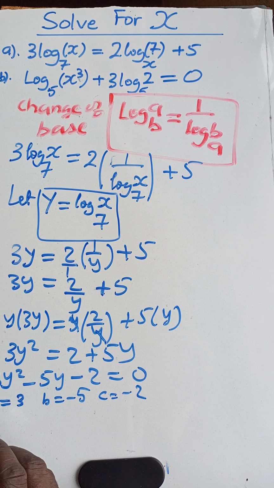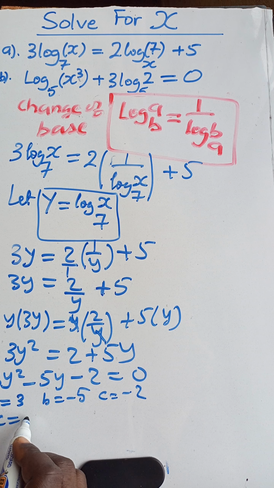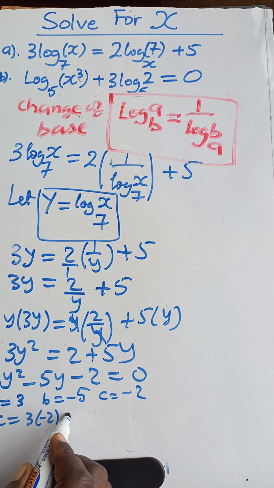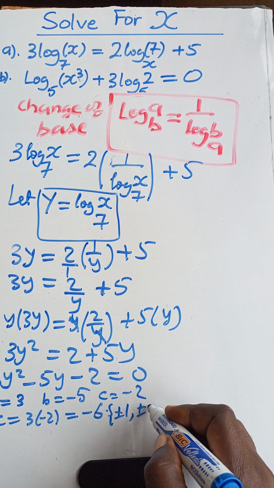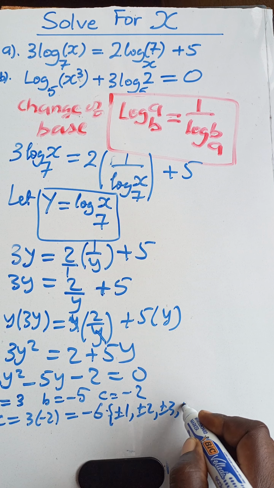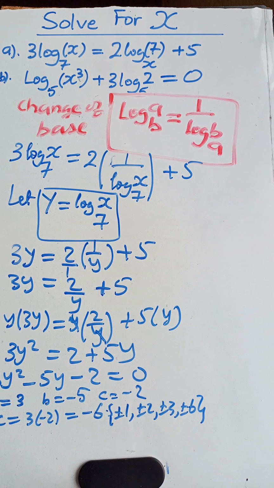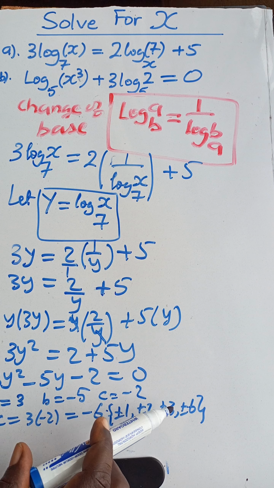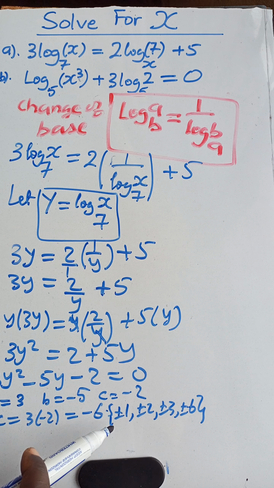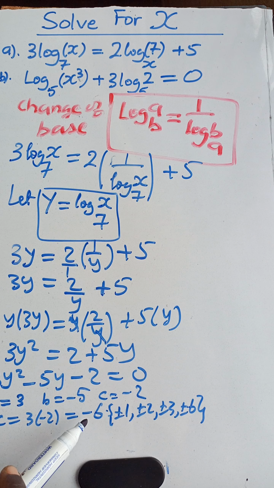Okay, so what is AC? AC is 3 multiplied to negative 2, which is negative 6. So we get the factors of negative 6, plus minus 1, plus minus 2, plus minus 3, plus minus 6. The factors of negative 6 are 2, 4, 6, 8. There are 8 of them. Now we'll look in this list and bring out just 2 elements from this list such that their product is negative 6 and their sum is negative 5.